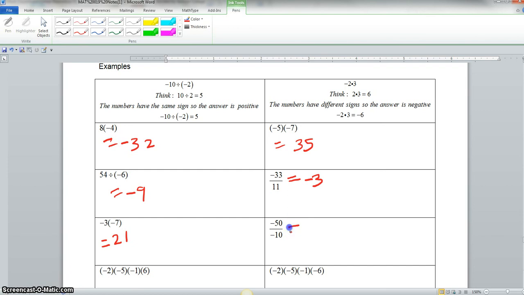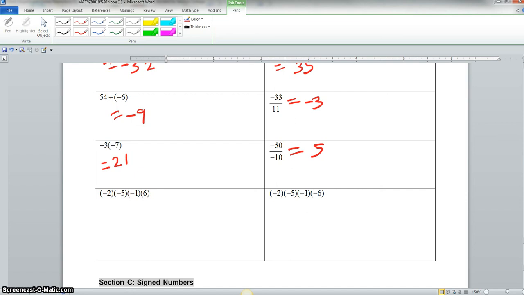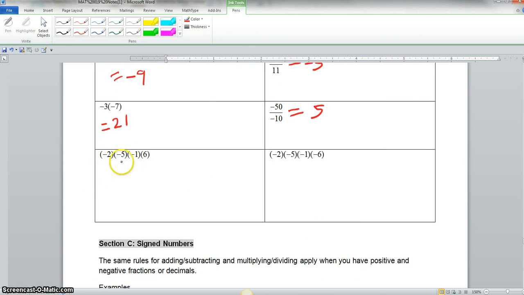Now we come here. Negative 50 divided by negative 10. We think 50 divided by 10, which is 5. A negative divided by a negative is positive, so it will remain positive 5. Now, we come down here. What we could do is this here. Since we have all multiplication, let's count how many negative signs we have. We have 1, 2, 3 negative signs.